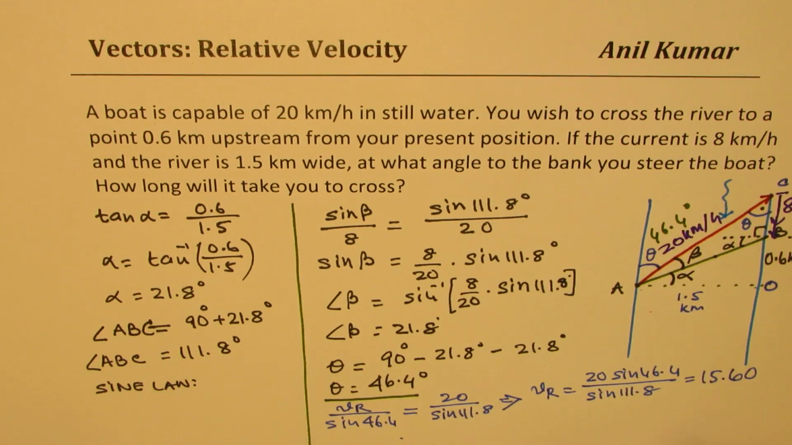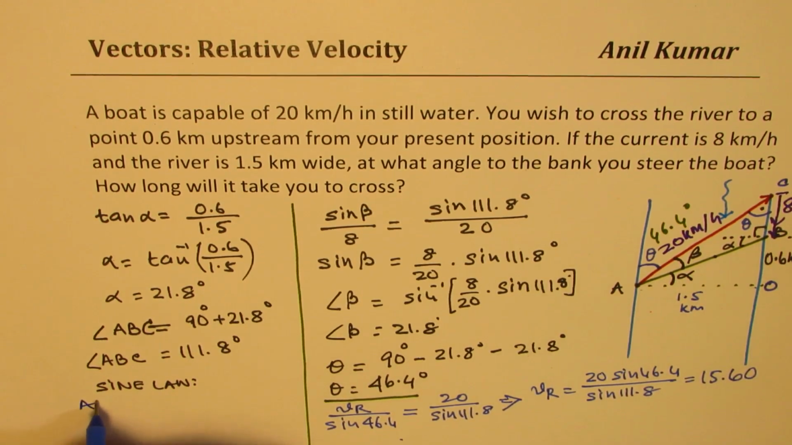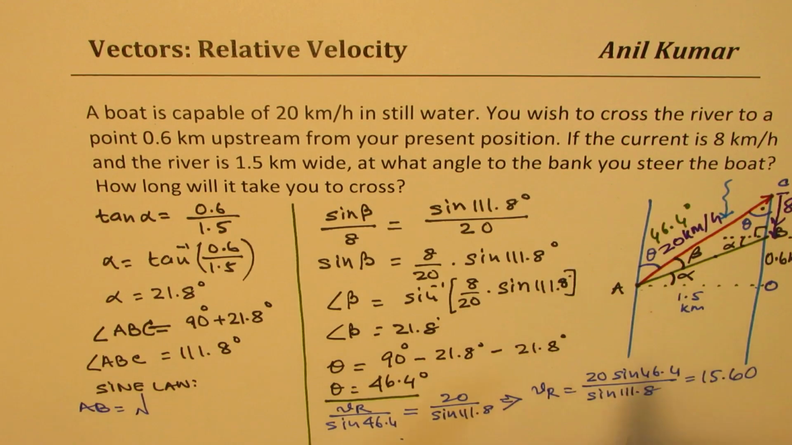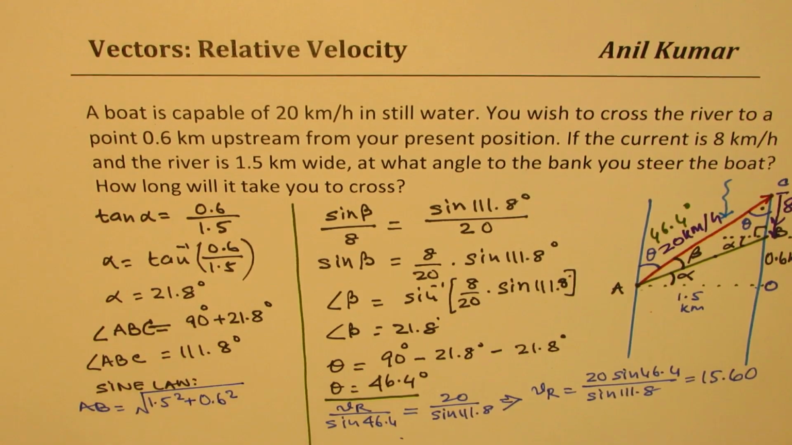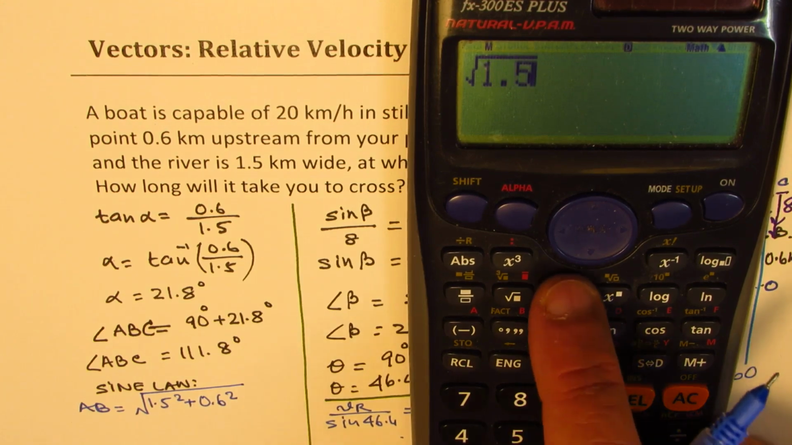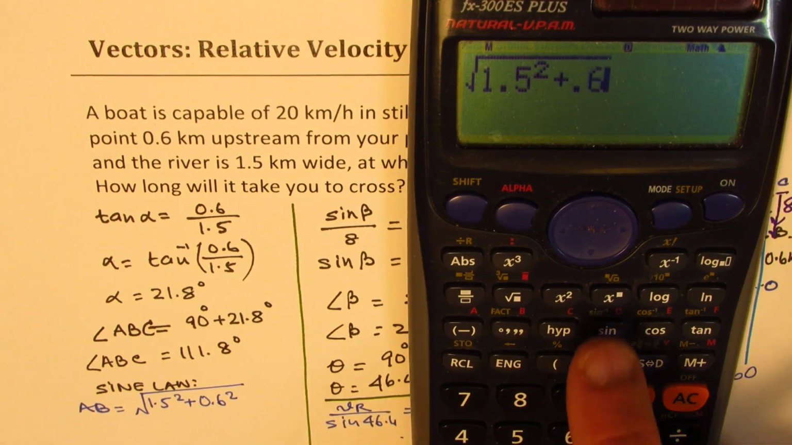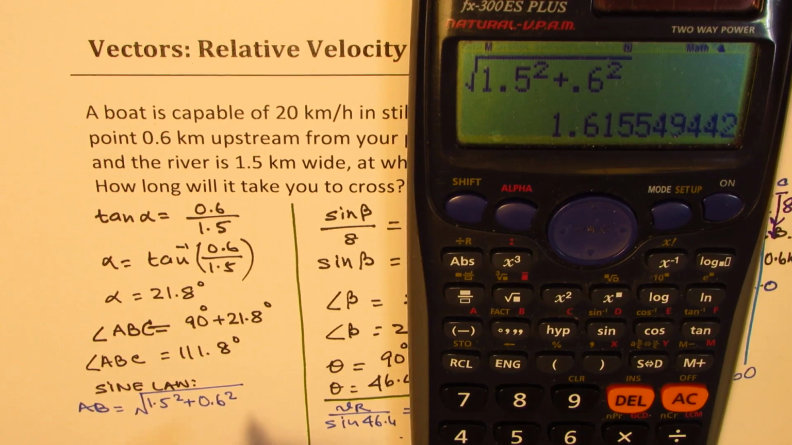Now let's find the distance A to B. So I'll find the distance A to B here using the Pythagorean theorem, right? So AB will be equal to the square root of 1.5 squared plus 0.6 squared, right? So it is the square root of 1.5 squared plus 0.6 squared. That is equal to, in decimals, 1.615. Okay, so that is the distance.